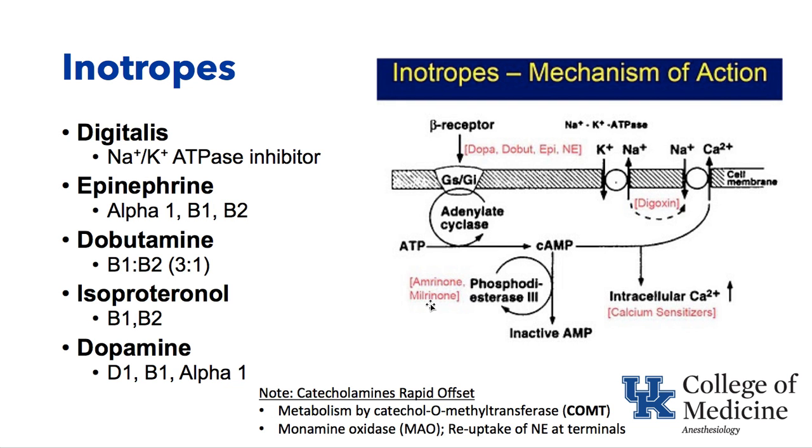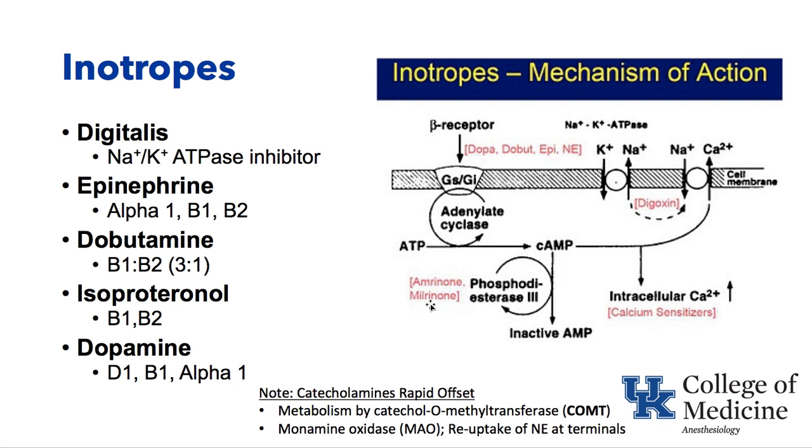So if we summarize the mechanisms of action at the top left, you can see digitalis is the sodium-potassium ATPase inhibition. Epinephrine has alpha-1 effects, vasoconstriction, beta-1 effects, increased contractility, for example, and beta-2 effects, vasodilation. Dobutamine has beta-1 and beta-2 effects, while isoproterenol also has beta-1 and beta-2 effects, and dopamine has a mix depending upon the dosing. Dopamine 1 receptor, beta-1 receptor, and alpha-1 receptor.